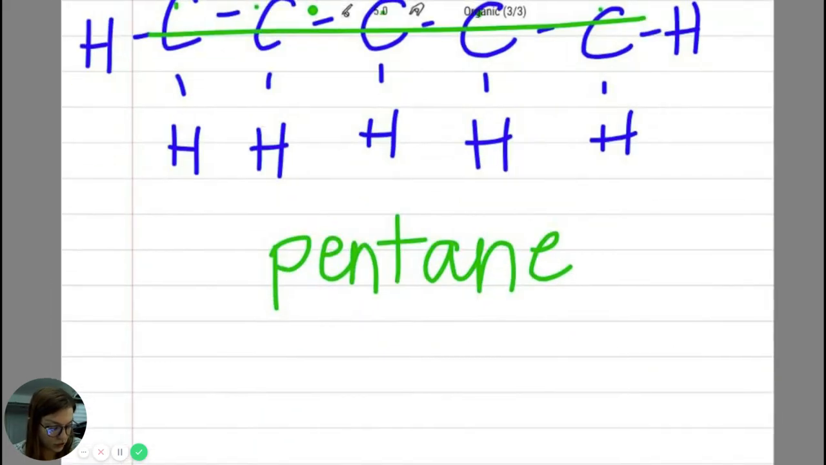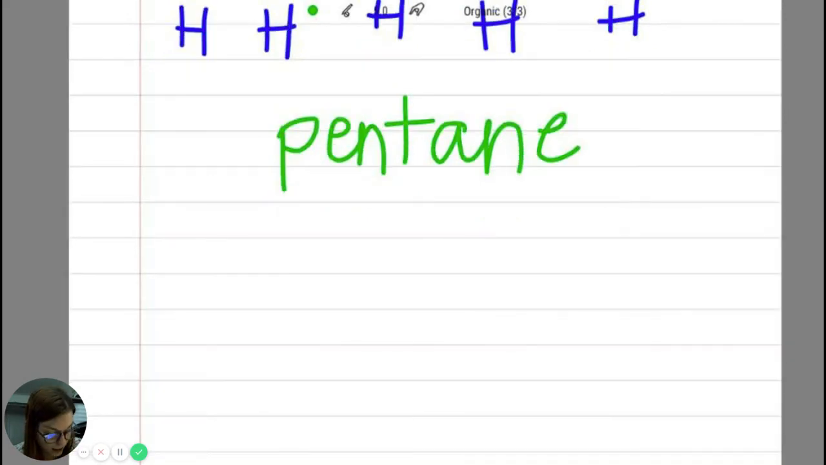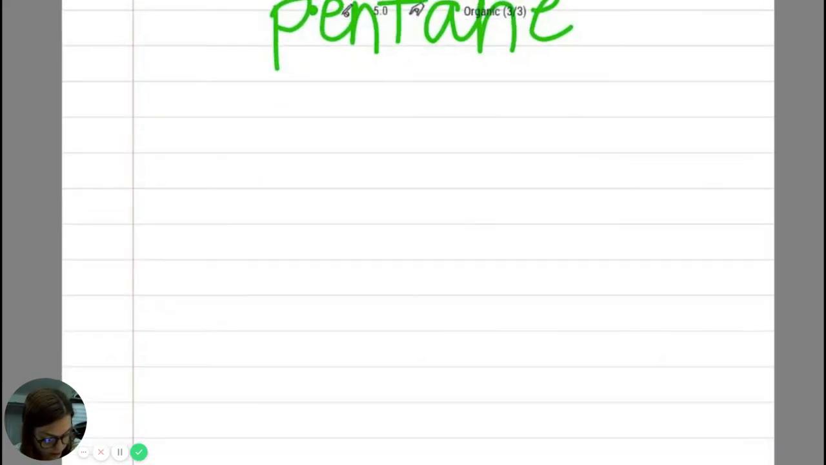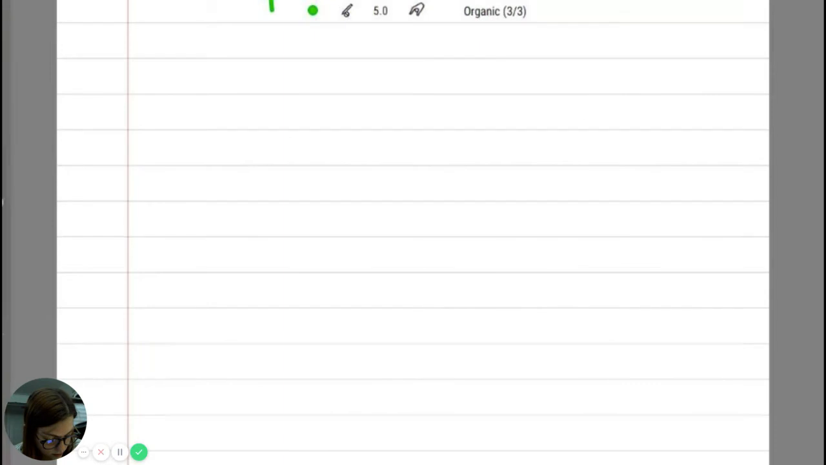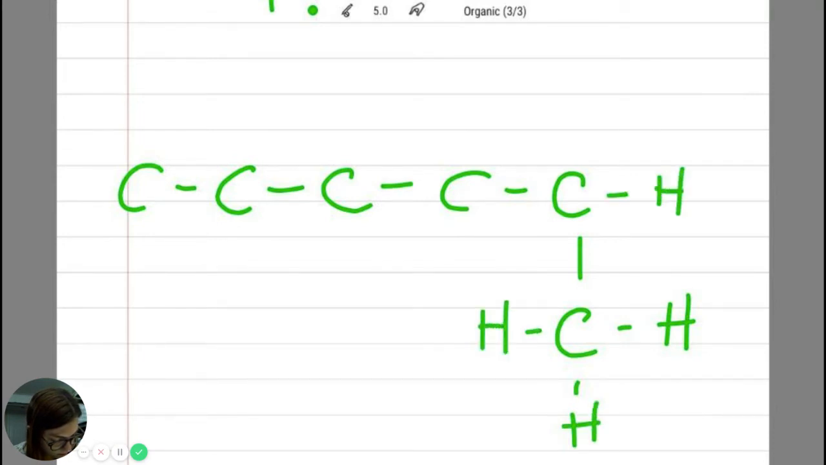The next thing I want to draw. Let's do this. You see how it bent there? I'm going to draw all of my hydrogens. Remember, each carbon needs to have 4 bonds in total.